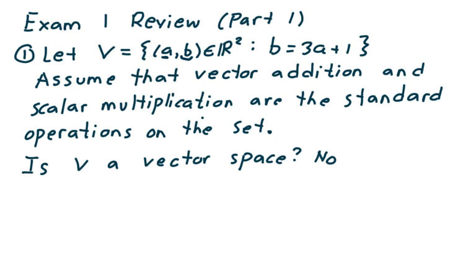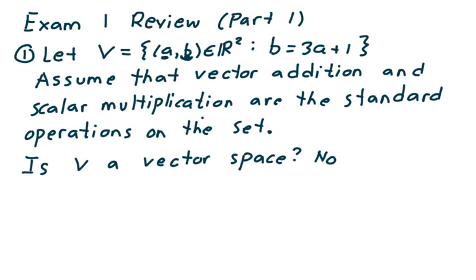Let V equal the set of all vectors (A, B) in R2 such that B equals 3A plus 1. So notice the first component is A. If I take the first component, multiply by 3, and add 1, I'm going to get B back. Assume that vector addition and scalar multiplication are the standard operations on the set. Is V a vector space?